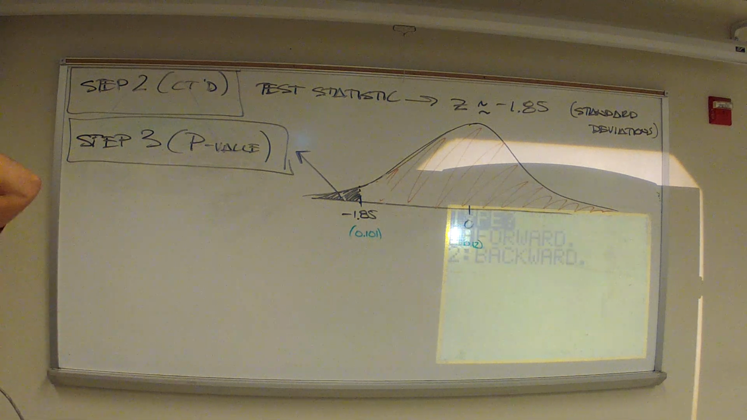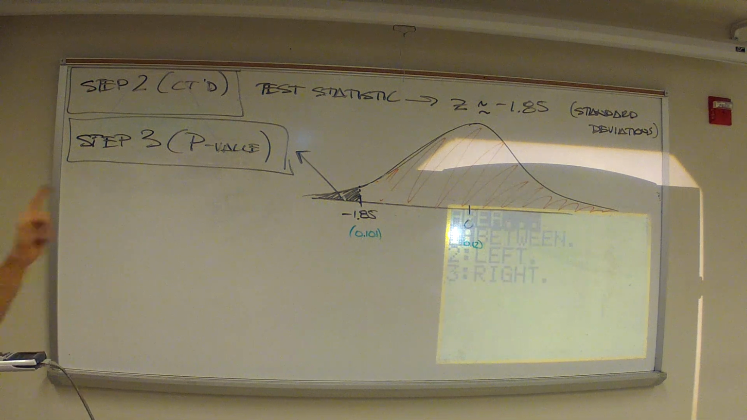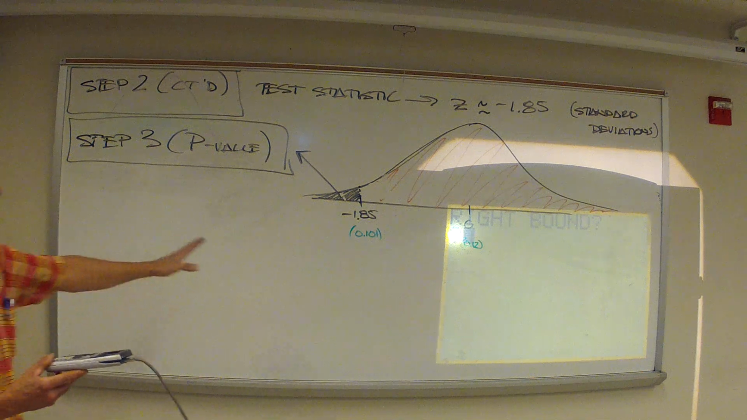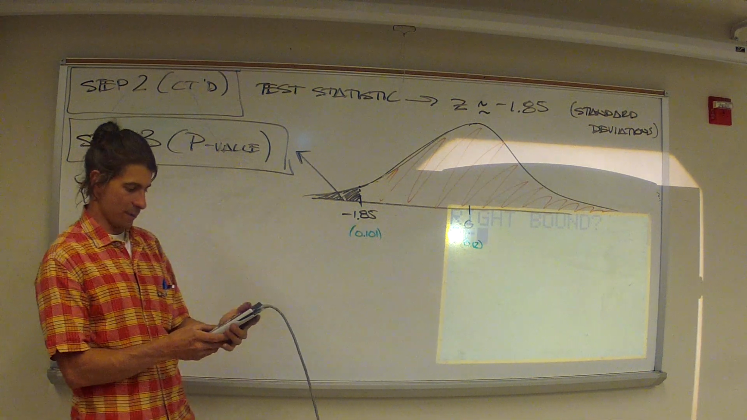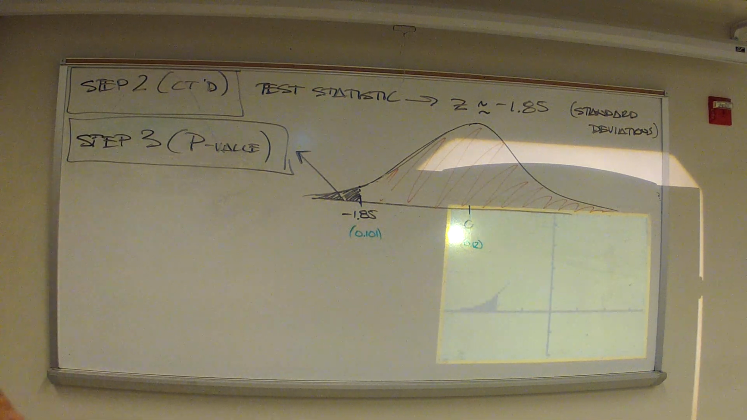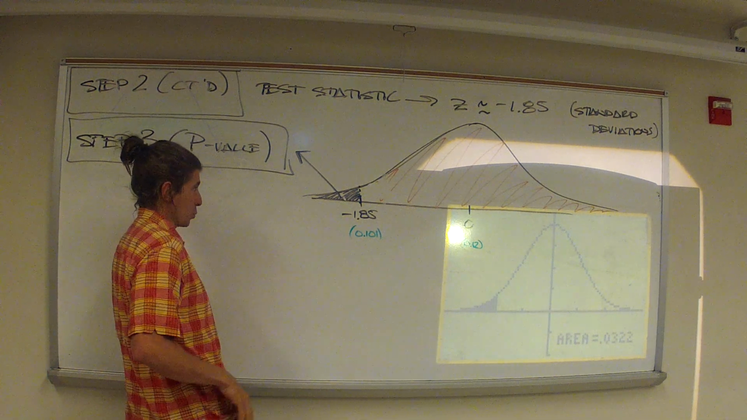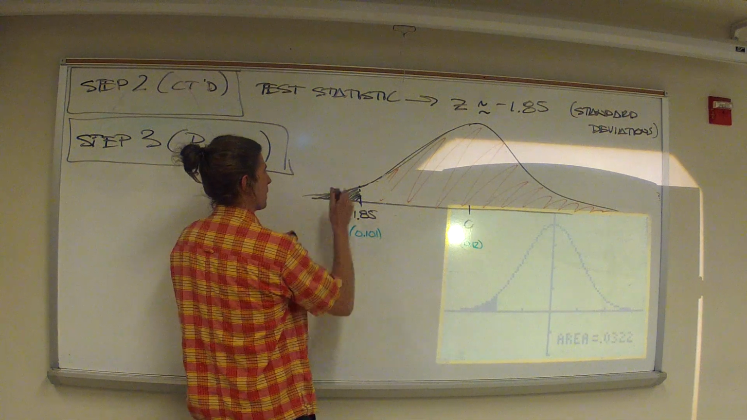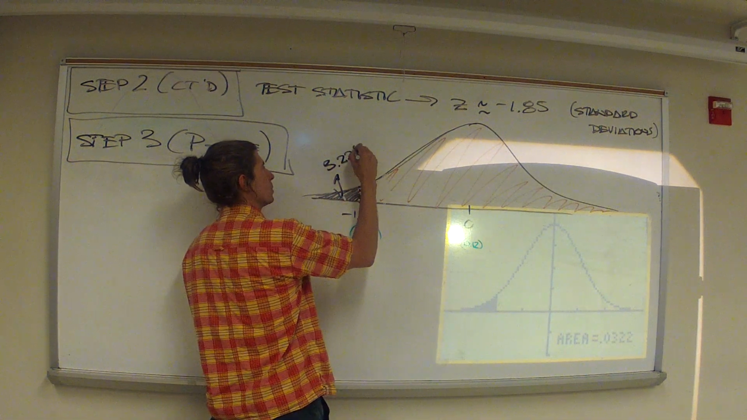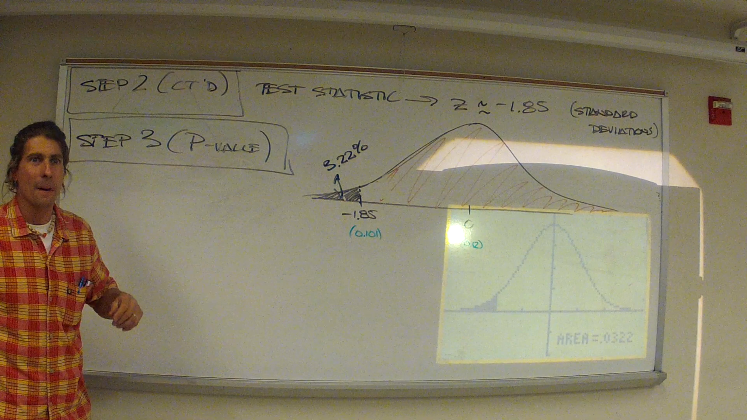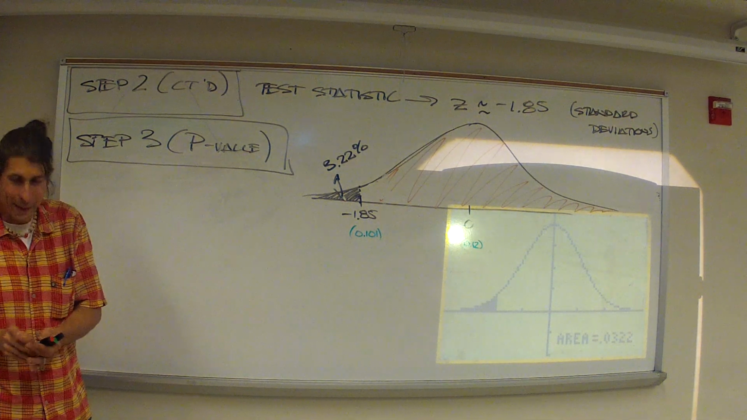Okay, is this a forwards or a backwards problem? Forward. Most definitely forwards, because you have a z-score. So we have a z-score. We're going area to the left. The right bound is that guy, negative 1.85. Yes, here it is. There's our area. Looks just like our picture. The area is 3.22%.